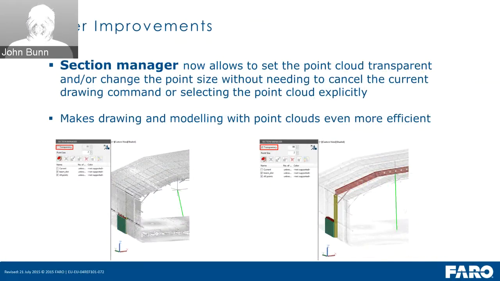Another really nice user improvement is the section manager. I'm sure a lot of you on 17.5 noticed this one almost immediately. You have the ability to change your point cloud point size directly from the section manager, which is great. And you also have the ability to set a transparency from the section manager. Transparency is one of the greatest options for being able to see your work without having to completely turn off the point cloud. In the past, users had to really uncheck all of their visible sections to turn them off just to see the work that they were doing.